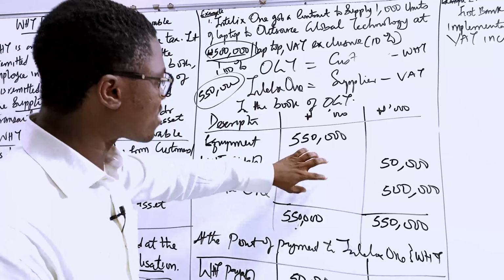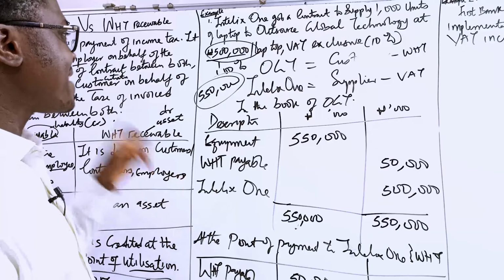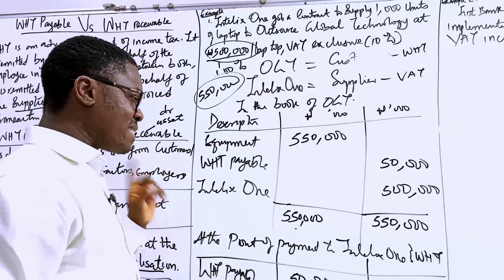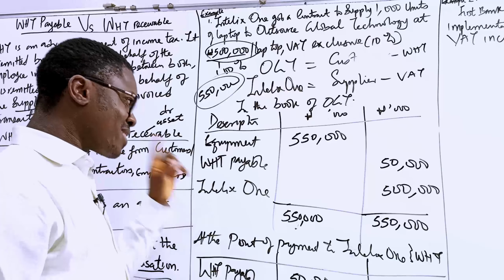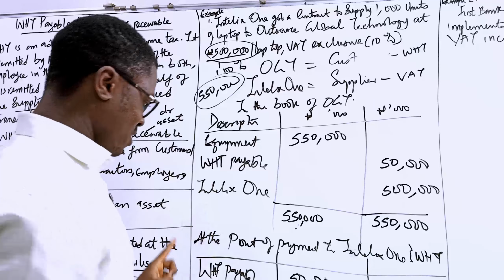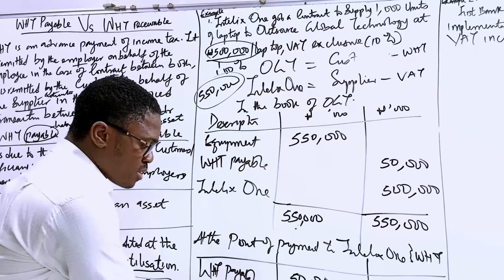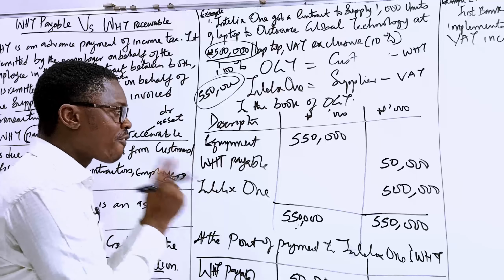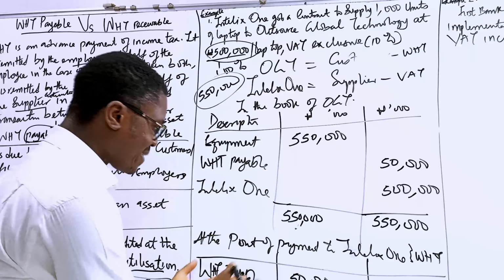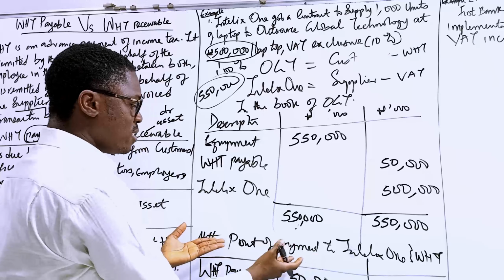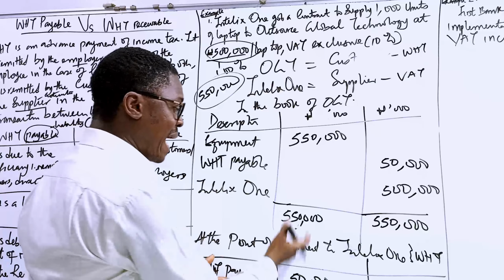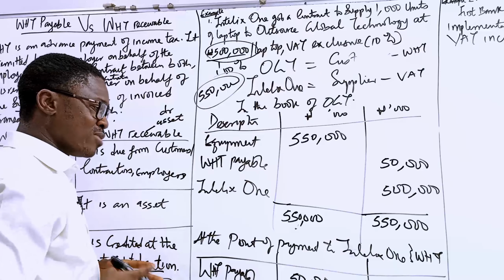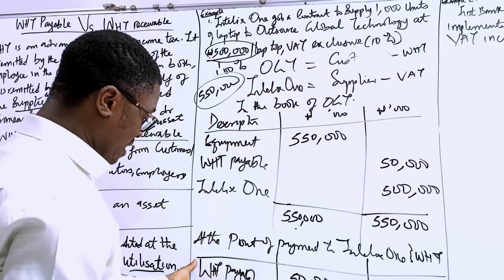Remember that the explanation here is still the treatment in the book of OGT. Now, this is the remittance of the withholding tax OGT has withheld from Intellix 1. This entry is showing the accounting entry at the point of payment to Intellix One and also the remittance of withholding tax to the revenue. So this is for the withholding tax.